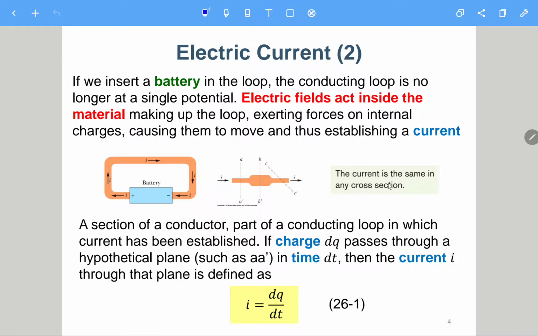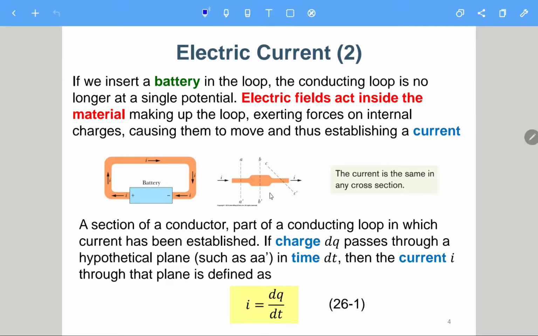So the current is the same in any cross section. Maybe we have a wire like this, where this part is thicker and this part is thinner. But as long as you take a cross section, the current, which means the amount of charge per unit time, should be the same. Which means that however much charge goes in at a given moment, the same amount of charge should go out.